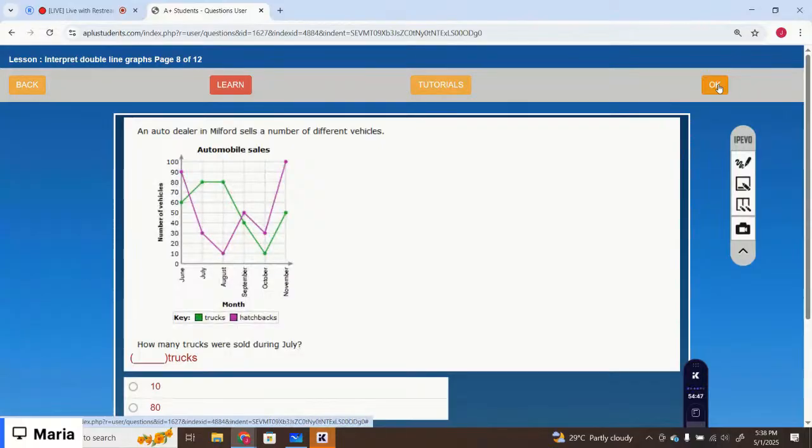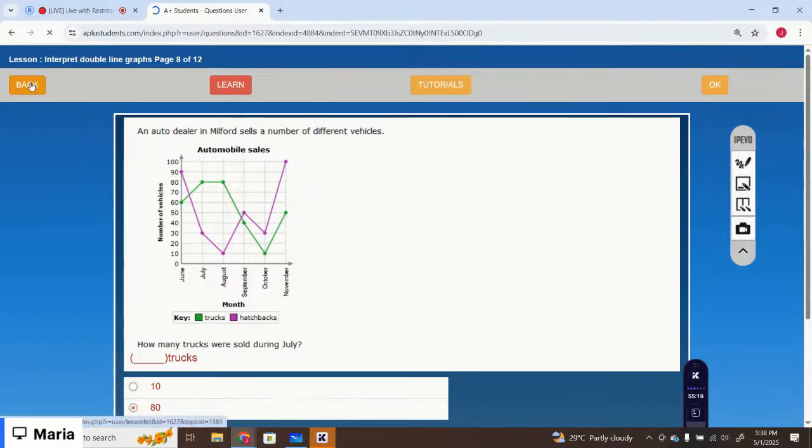An auto dealer in Milford sells a number of different vehicles. How many trucks were sold during July? So, which is the correct option? The correct option is 80. Option number two is the correct option. Okay, you can complete the lesson by yourself later today.